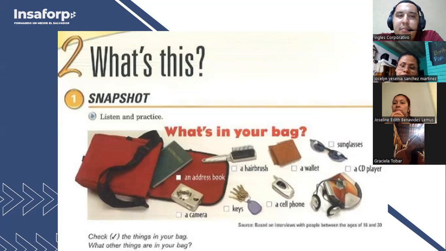In the case of the CD player, we weren't going to talk about this one because nobody carries a CD player, because nowadays everybody carries music on their cell phone with different apps. I think we were talking about some apps, right? Music apps like Spotify, YouTube. I don't know who else mentioned one, like Spotify, the iPhones.